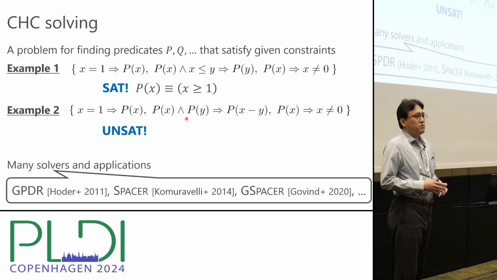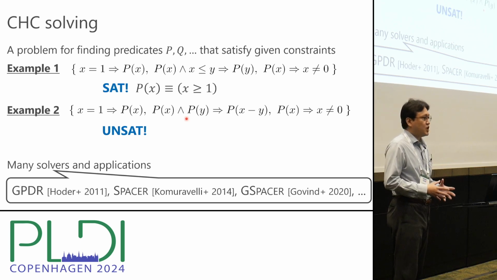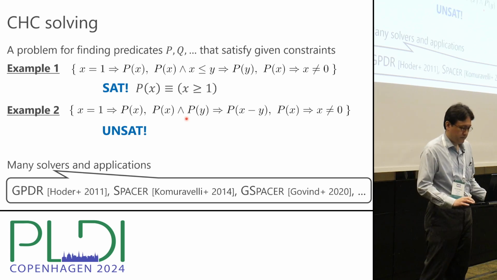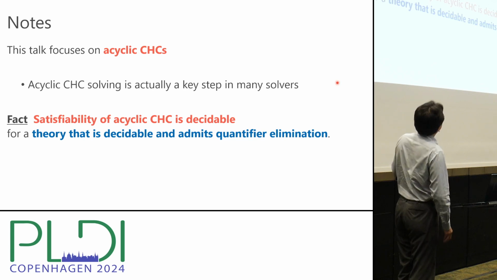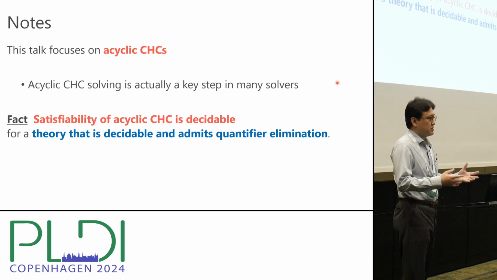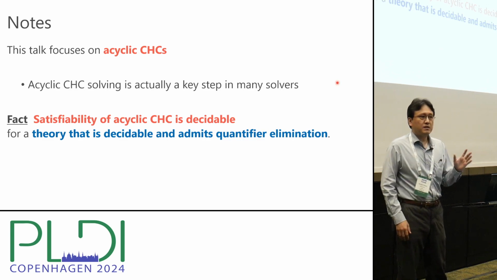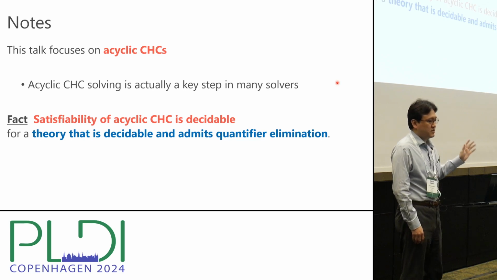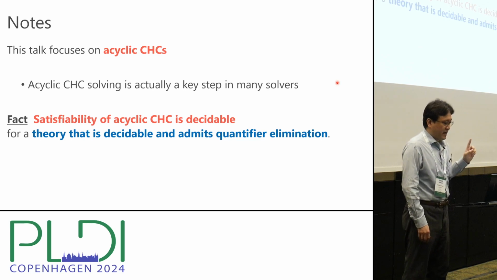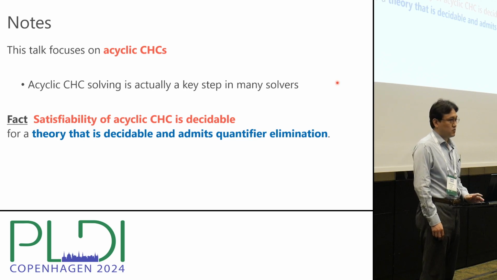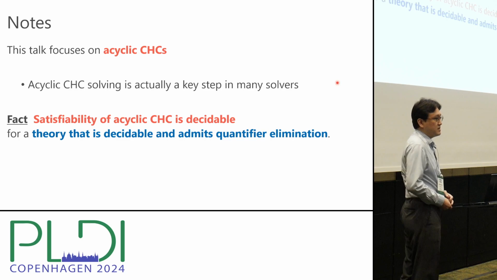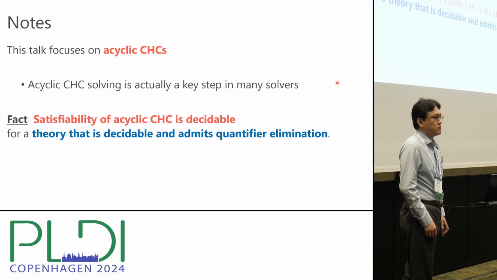Because CHC solving has many and wide applications, many efficient CHC solvers have been developed, especially in the last decade. In this talk, I exclusively focus on so-called acyclic CHCs, but I do not introduce this notion formally. One important justification of this focus is that acyclic CHC solving is actually a key ingredient of modern CHC solvers. Another important property is that it is decidable under a mild condition on the background theory.